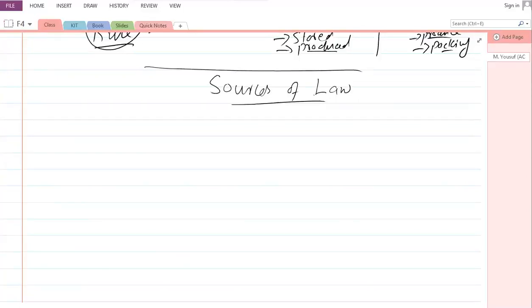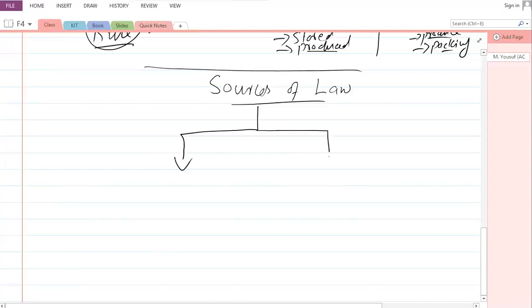What are the two main sources of law? We will discuss further sources as well after some time. There are two basic sources of law. One is legislation and the other is common law.